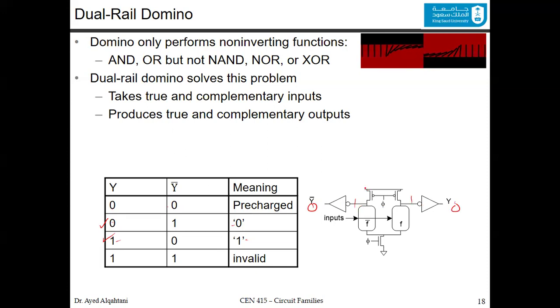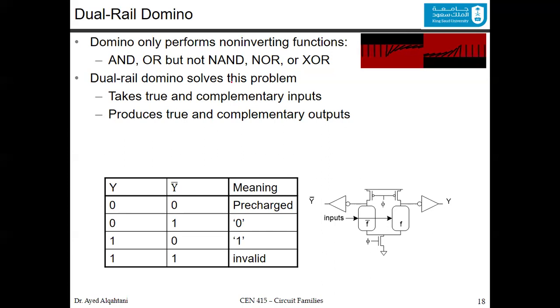And this could happen in the pre-charging, when you are charging the node from the VDD. So you are in the pre-charging if this happens. Now, if you have 1 and 1, this could never happen. It's not supposed to happen. If you have 1 and 1, this means that you have 0 and 0 before the inverter, and this could never happen. So as a summary of what I said, the domino only performs the non-inverting functions. That's the domino: AND, OR, but not NAND and NOR.